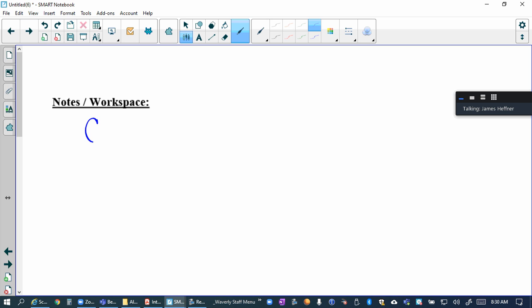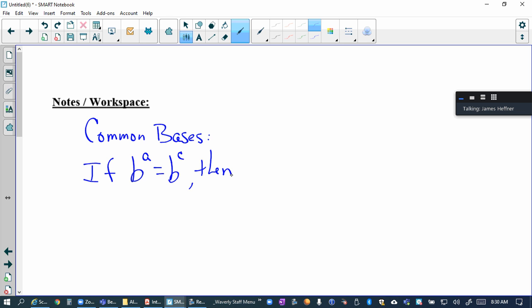So let's talk about common bases in a very simple sense. And this is pretty simple, right? So if I have b to the a, whatever those numbers are, and tell you it's equal to b to the c, so they're the same base, the same number, b and b. B to the a, if that equals b to the c, what could we say about a and c then, guys? A equals c. Those exponents must be equal.